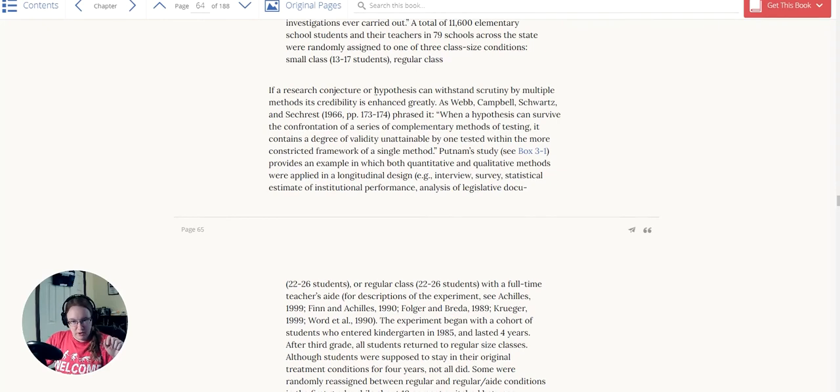If a research conjecture or hypothesis can withstand scrutiny by multiple methods, its credibility is greatly enhanced. As Webb, Campbell, Schwartz, and Sechrest, 1966, phrased it, quote, when a hypothesis can survive the confrontation of a series of complementary methods of testing, it contains a degree of validity unattainable by one tested with the more constricted framework of a single method. This is very true. There are sometimes multiple methods that are appropriate to answering a question, and so if somebody answers the same question with a different method, it really does strengthen the theory, strengthen the new model and hypothesis or how something works. So that's actually a very good thing also.